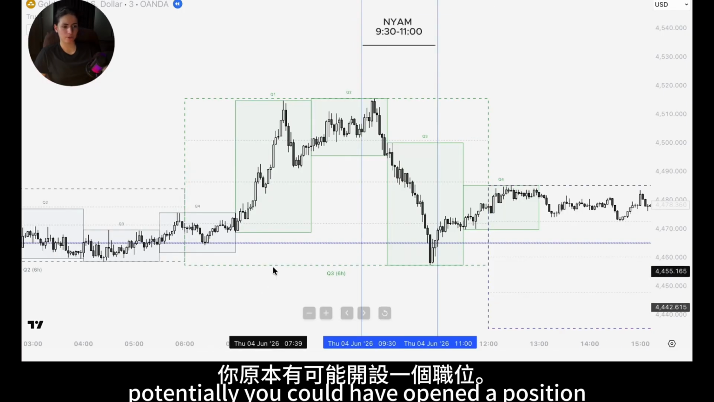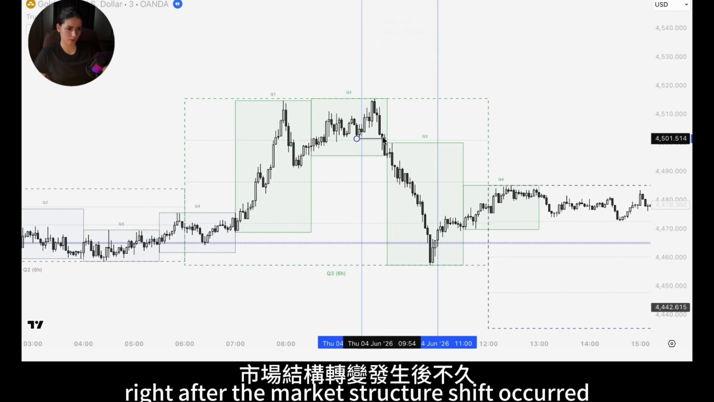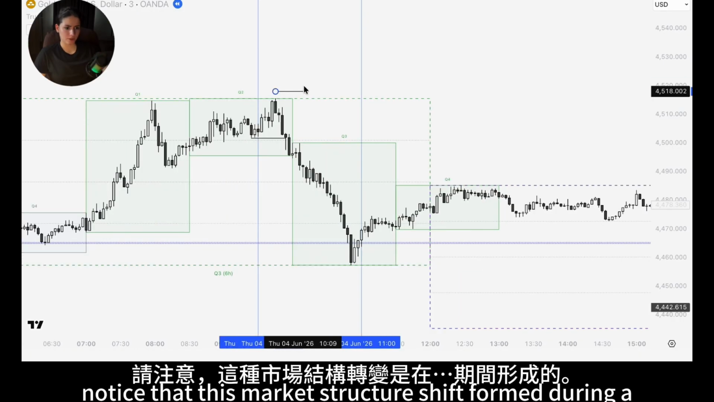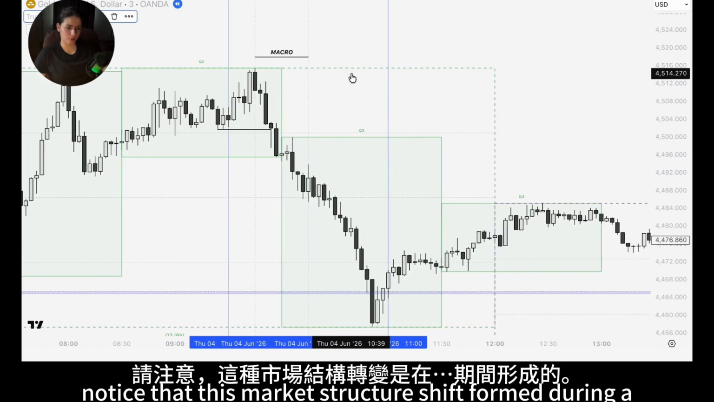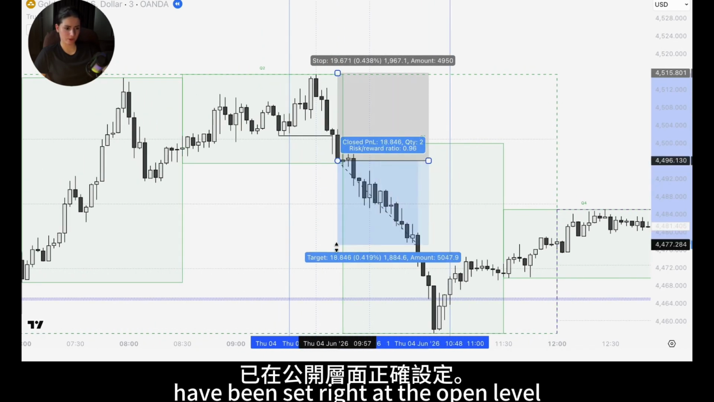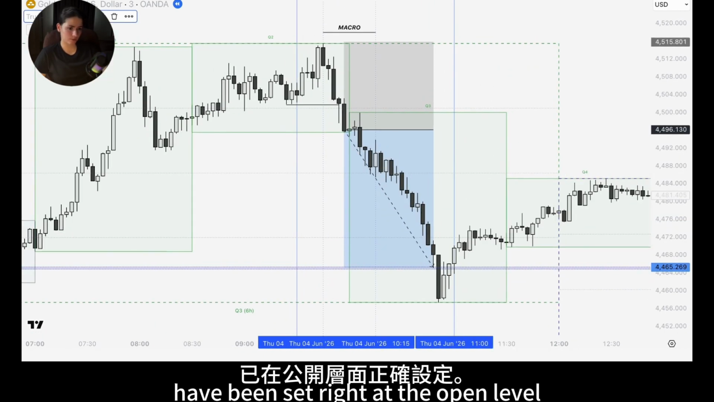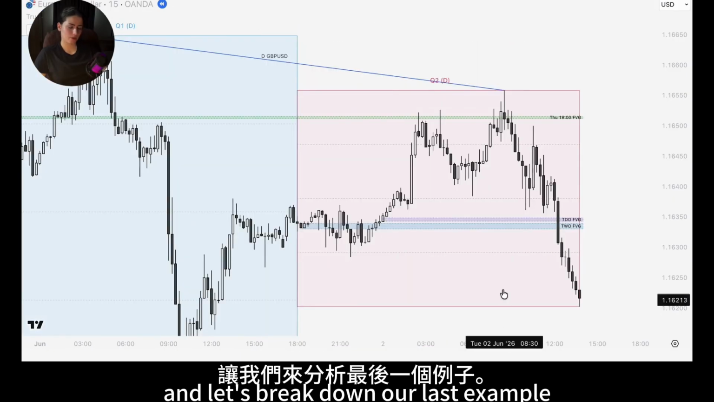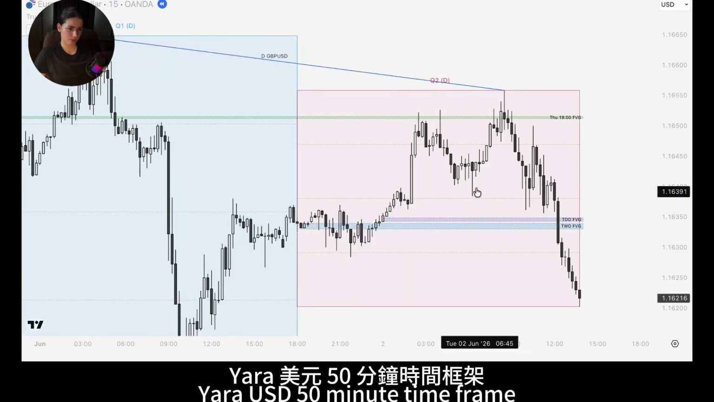Potentially, you could have opened a position right after the market structure shift occurred. Notice that this market structure shift formed during a macro, and your take profit could have been set right at the through the open level. And let's break down our last example, EURUSD 15-minute time frame.